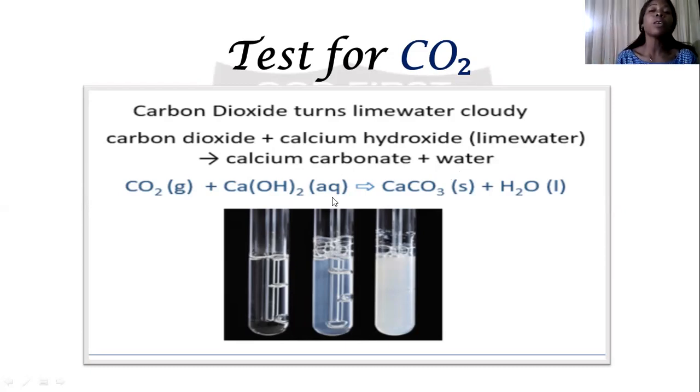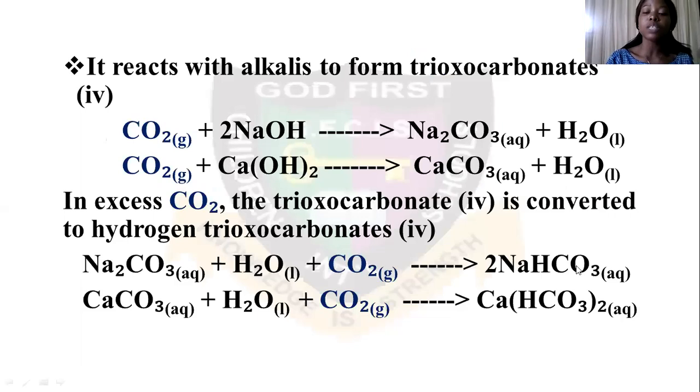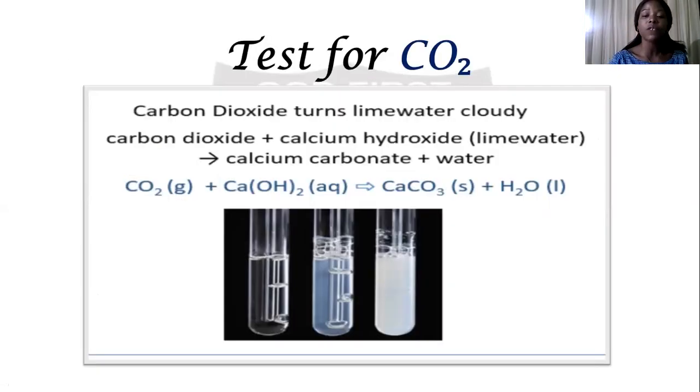But if you bubble excess carbon dioxide, that means if you add more carbon dioxide, it will give you this product, calcium hydrogen carbonate, which is soluble in water. So the solution which was cloudy before becomes clear. At first, when you bubble the gas, it will form a cloudy solution. Then excess of it will form a clear solution. That will tell you the presence of carbon dioxide.